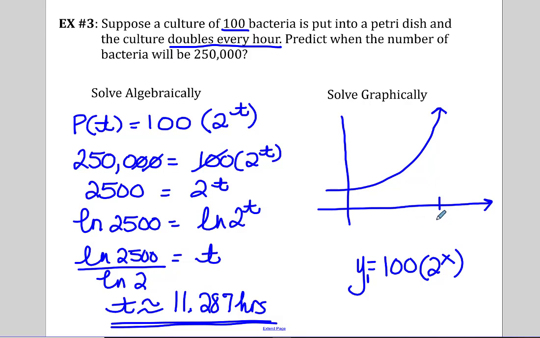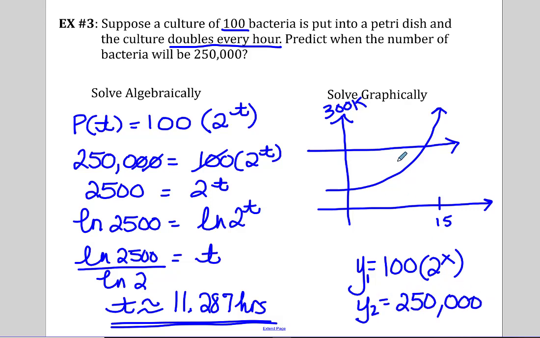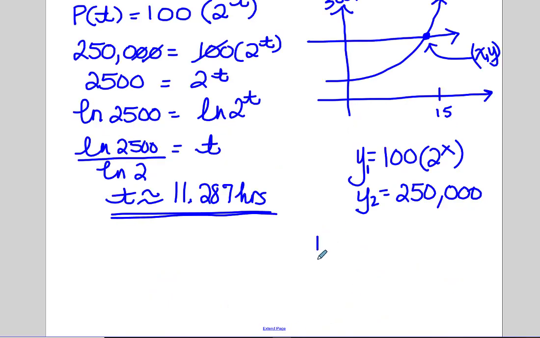So I'm going to go at least out to 15, because I know the answer algebraically is 11. And then we want to make the window really large, so maybe go 300,000 up here. So this line, y2, is going to be 250,000. And you can zoom way out if you want. But it's that intersection point, that xy value, should read 11.287 and 250,000.